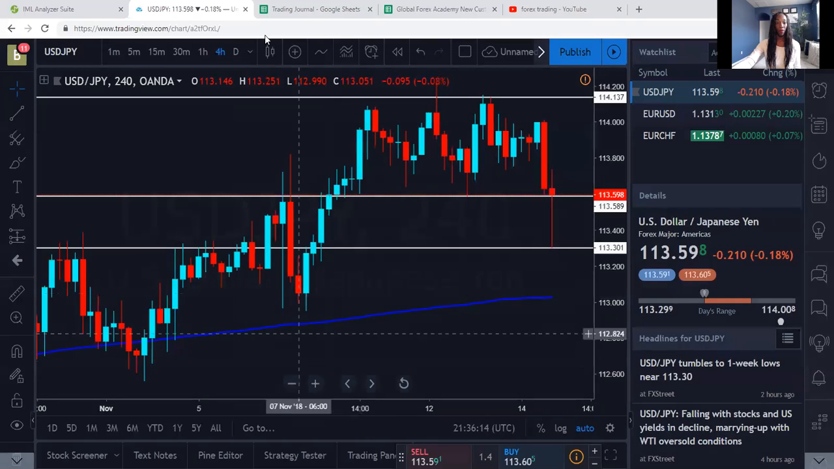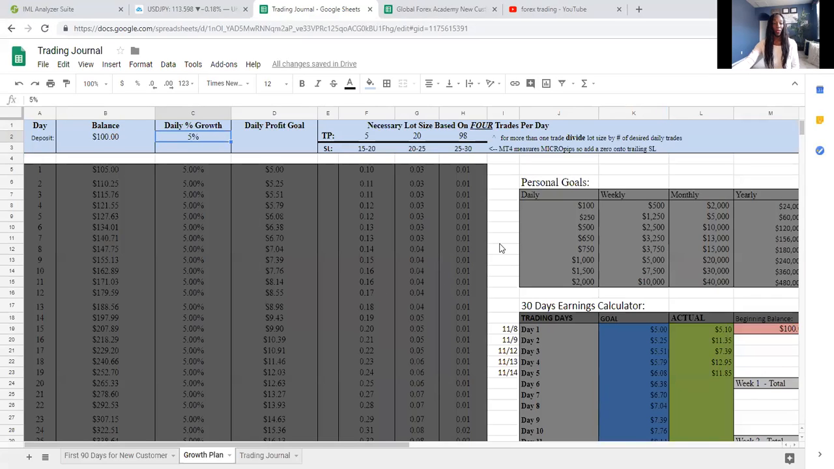So I'm going to go ahead and share my screen with you, and I'm just going to show you a copy of my spreadsheet. So this is actually TradingView. So let's go ahead and move over to my spreadsheet. So this is the growth plan, okay?